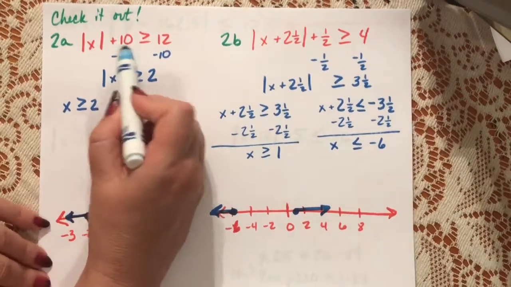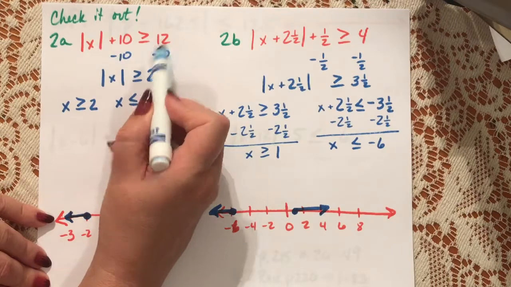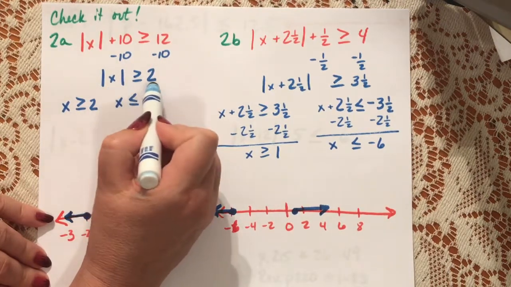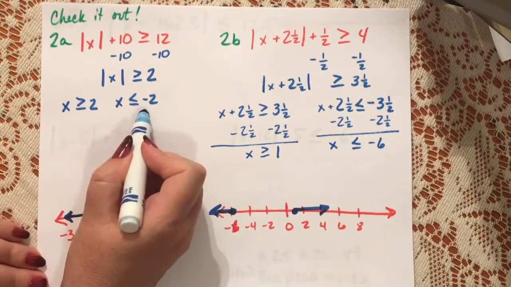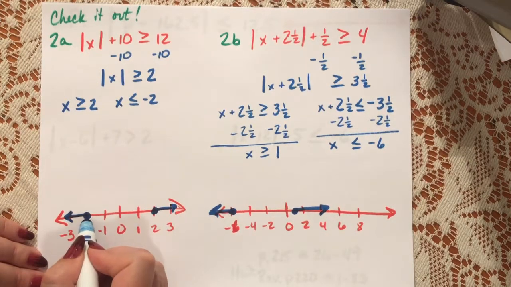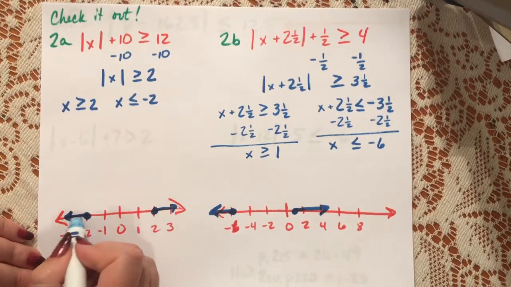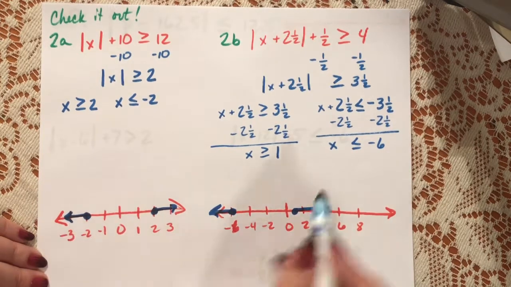Check it out, number 2. I have to get my 10 on the other side so that I can split this equation into 2. I have a closed circle at 2 and negative 2. X is larger than 2 and smaller than negative 2.